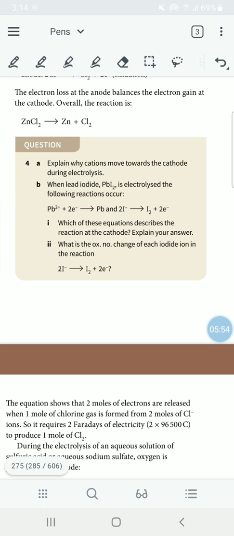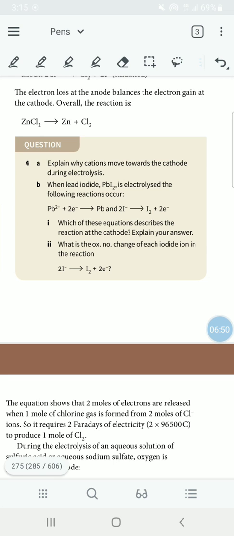Part B, when lead iodide PbI2 is electrolyzed, the following reactions occur. Pb2+ gains 2 electrons to produce Pb, and 2I- will give away 2 electrons to produce I2. Which of these equations describes the reaction at the cathode? Right, so what happens at the cathode? At the cathode, the positive one will gain electrons. So gaining means what? OIL RIG: gaining is reduction. So at the cathode, Pb2+ will gain 2 electrons to become Pb. Therefore, lead ions are reduced because electrons are gained.